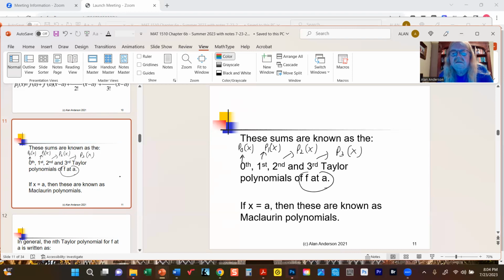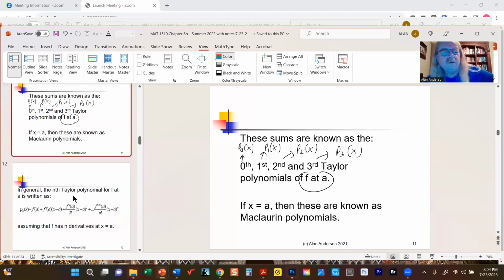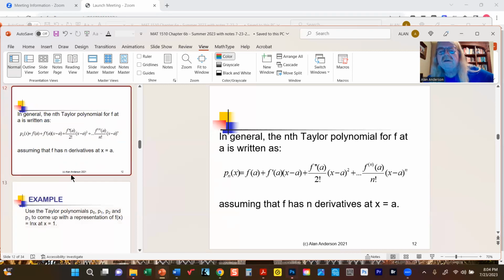If x equals 0, then they reduce to Maclaurin polynomials. So here's the nth Taylor series polynomial. That's the general expression. And of course, you notice how we have to assume that all these derivatives exist in the first place. Otherwise, we can't do this, obviously. And so what we're going to do is a few simple examples which show exactly how this works and how closely they approximate the actual function.